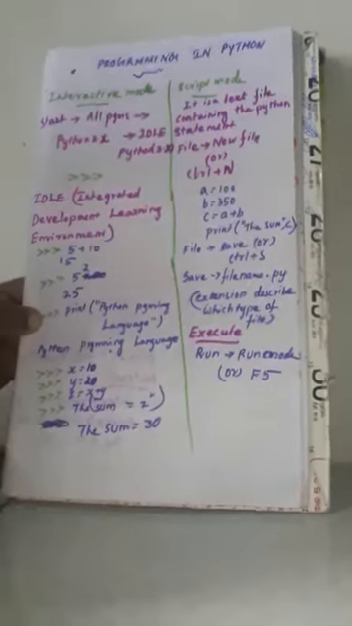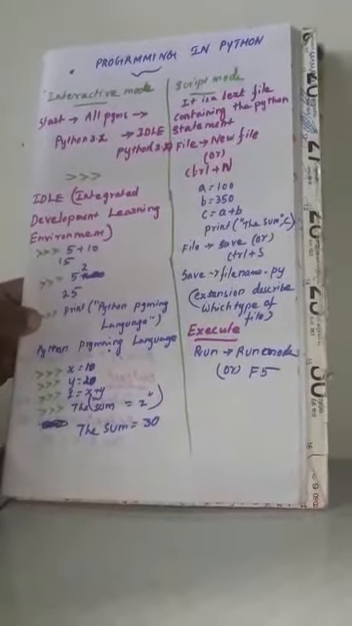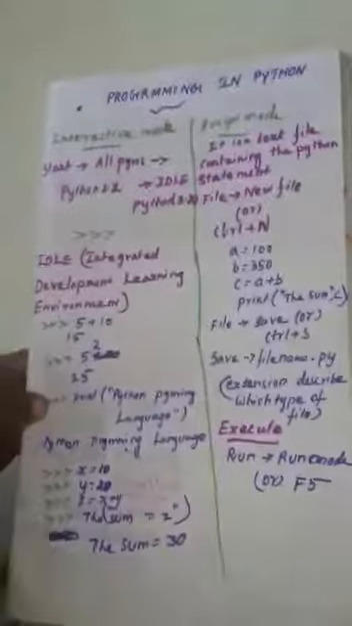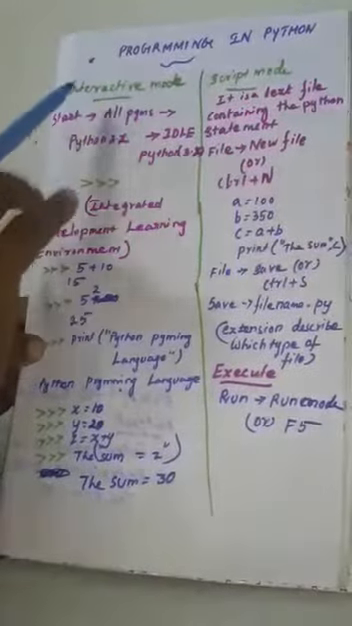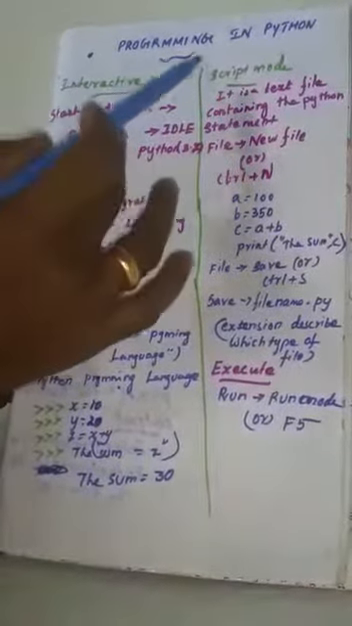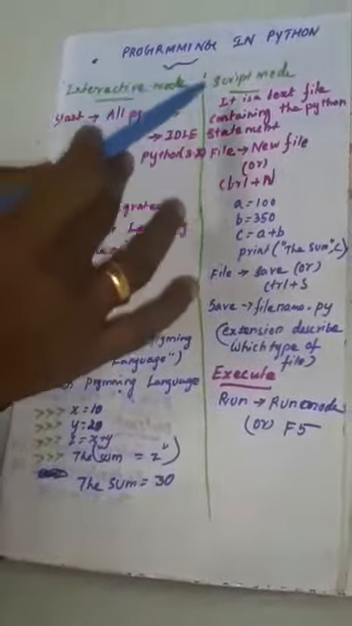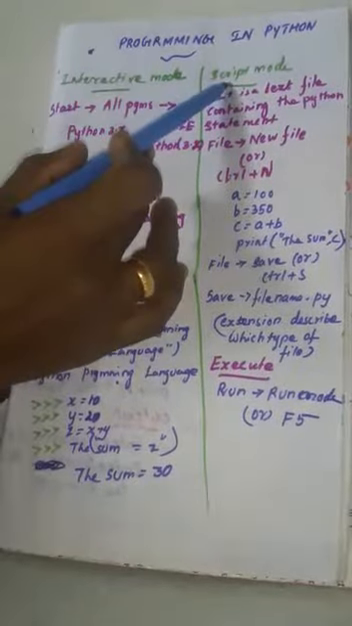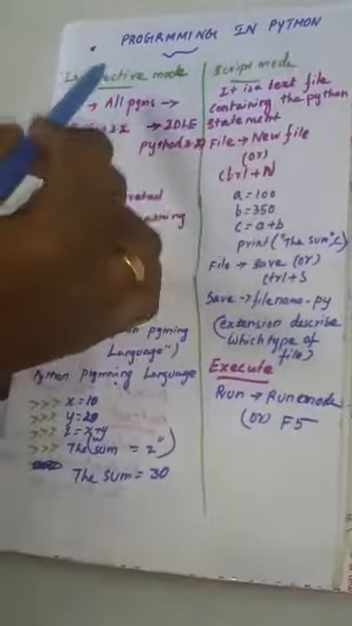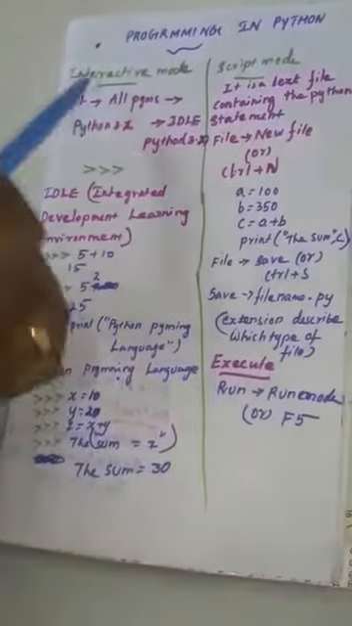Students, now we are going to discuss 12th standard Computer Science, Chapter 5, topic: Programming in Python. In Python, a program can be written in two ways. What are the ways? Interactive mode, and another one is script mode. What is meant by interactive mode?